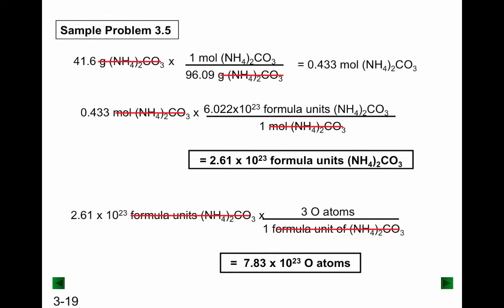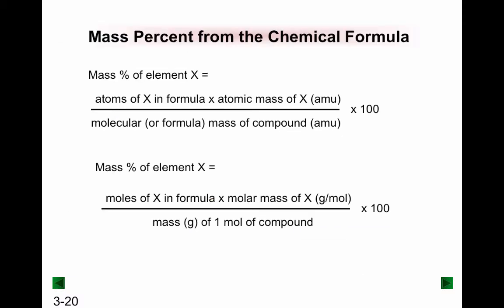Hopefully you found the number of formula units to be 2.61 times 10 to the 23rd formula units of ammonium carbonate rounded to the correct number of sig figs, and the number of oxygen atoms to be 7.83 times 10 to the 23rd oxygen atoms. If you got the correct answer, great job. If not, please work through the problem again and let me know if you need more help. To get more practice, work through the follow-up problem and let me know if you are having any troubles with the conversions of grams to moles and moles to entities or vice versa.